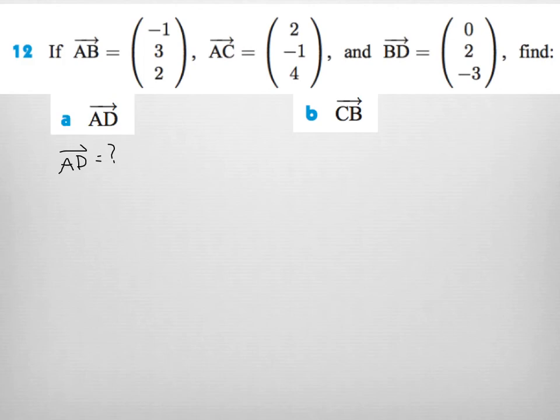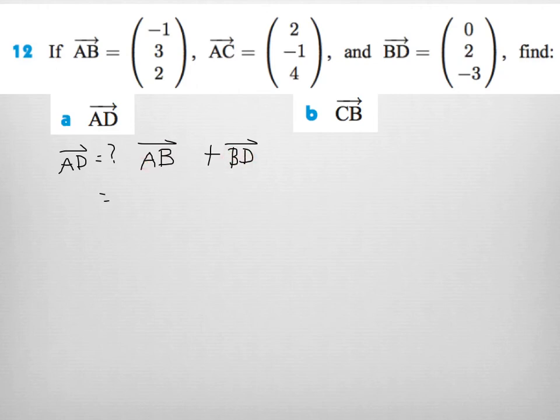we should be able to find an equivalent vector. So we have AB, AC, and BD. Well, this one ends with D, so we're probably going to have BD, and we're going to add that somewhere. And we have AB here, so that works out nicely. We have AB plus BD, and remember that if we have B and B here, these will cancel out to get AD.